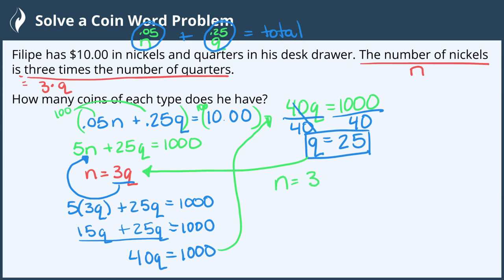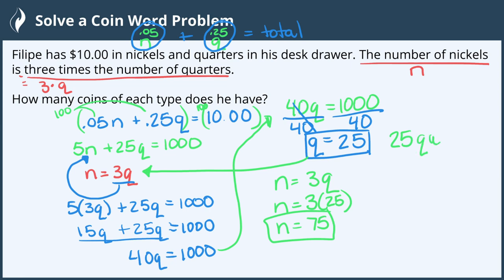N equals 3Q, so we substitute 25 in for Q. 3 times 25 is 75. This means there are 75 nickels. So we can write this out that there are 25 quarters and 75 nickels. And now we're all done.